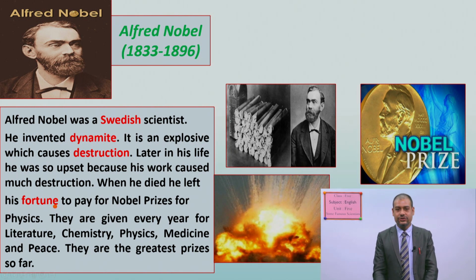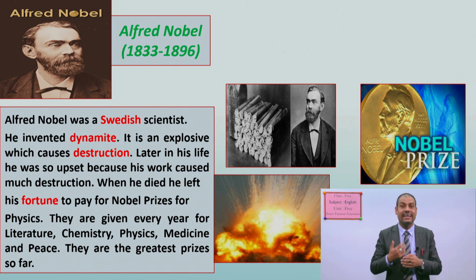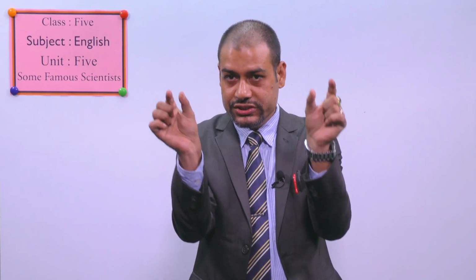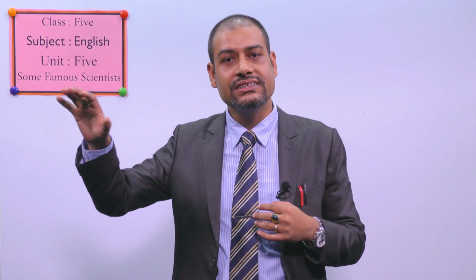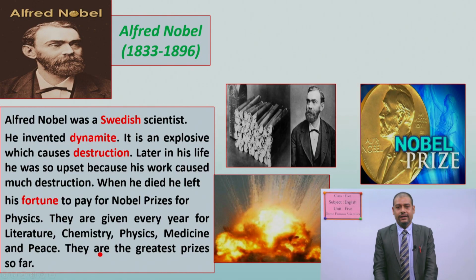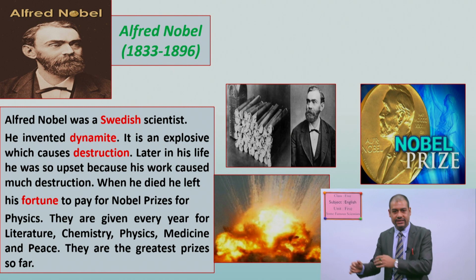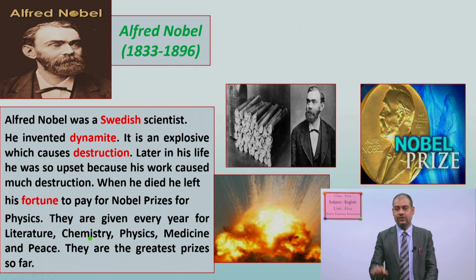So, he left his fortune to pay for Nobel Prizes. Nowadays also, I think you hear about the Nobel Prize every year, okay? For chemistry, physics, literature, medicine, and peace. A huge amount of money is given for these fields, okay? Let's say they are given every year for literature. Do you know the meaning of literature? Like poem, story, novel, you know, in this field. And chemistry is also a branch of science. And physics is also another branch of science. Medicine, in the field of medicine also. And then in the field of peace.